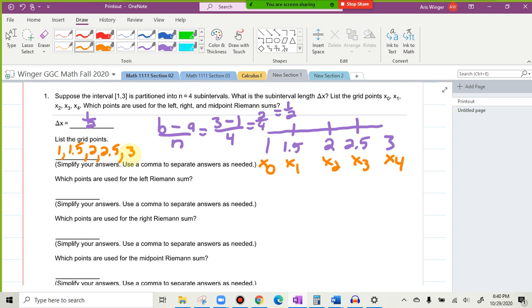If I'm using the left Riemann sum, in this subinterval I would use 1, and in this subinterval I would use the left endpoint. So you're just picking the left endpoint for each one: 1, 1.5, 2, 2.5. For the right endpoint method, you would be using 1.5, 2, 2.5, and 3.